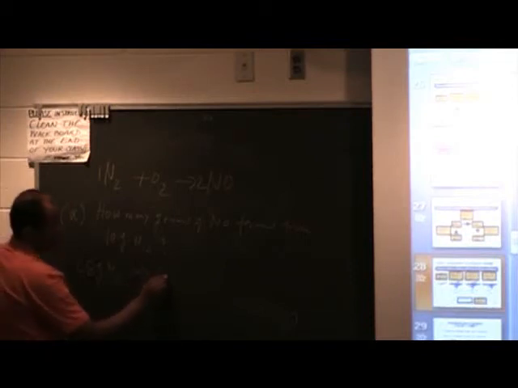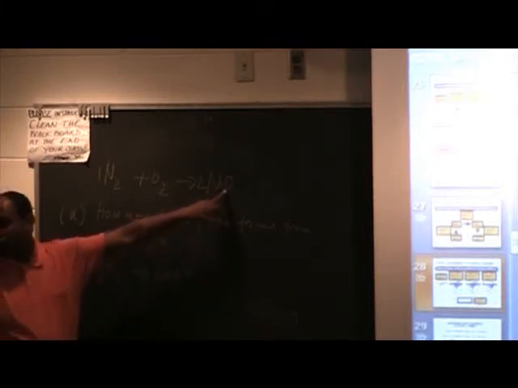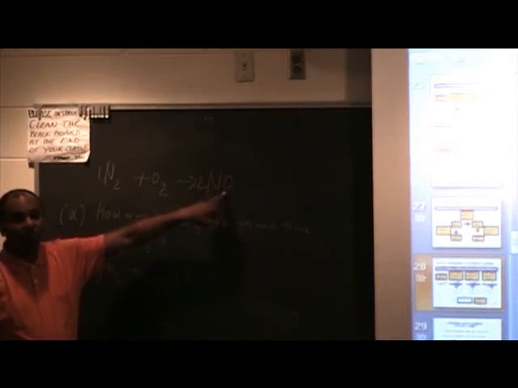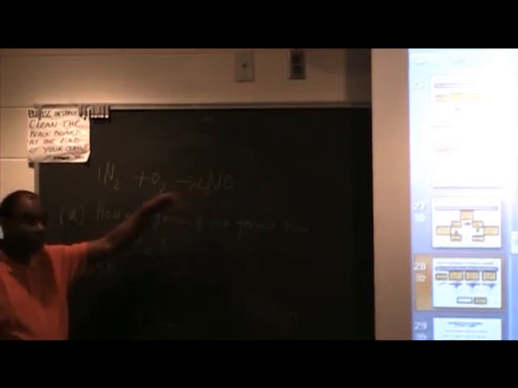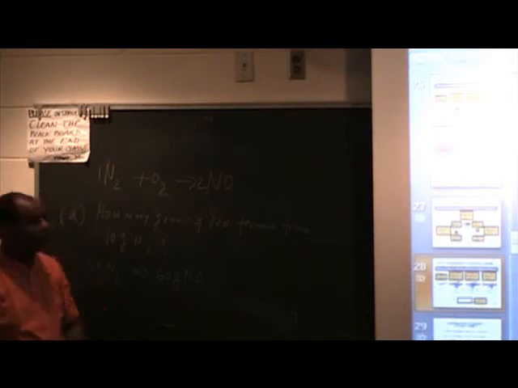provides you 60 grams of NO. 60 grams of NO. Yes or no? How did you get 60? 14 is for nitrogen, 16 is for oxygen. If you add this up, it gives you 30. 30 times 2 is 60. I'm not understanding. Say that one more time, real quick.